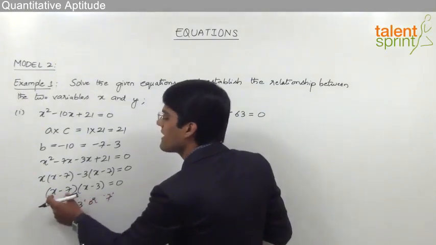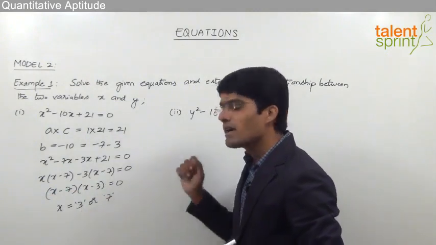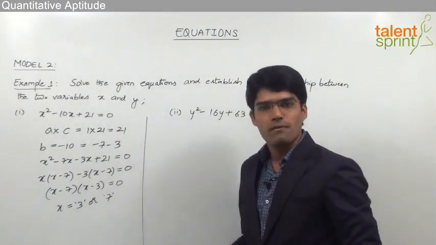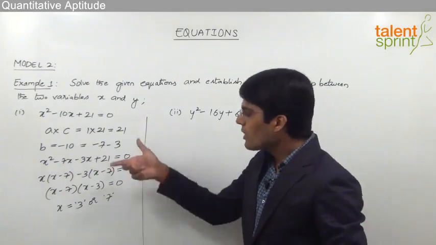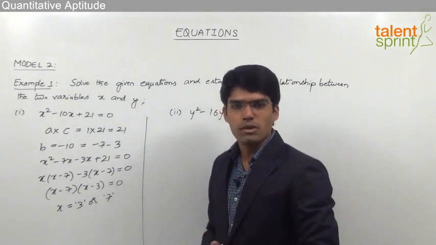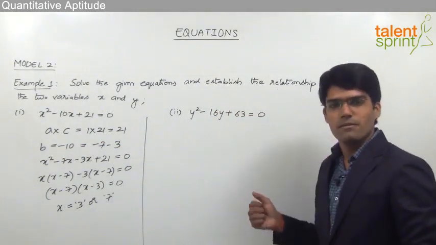Since this is in the form of x minus alpha into x minus beta equals to 0, alpha and beta are the two roots. So this is how we can solve the equation with the help of factorization method. If you are not comfortable with the factorization method, you can always use the standard formula to get the two roots. Let us now solve this equation with the help of factorization.